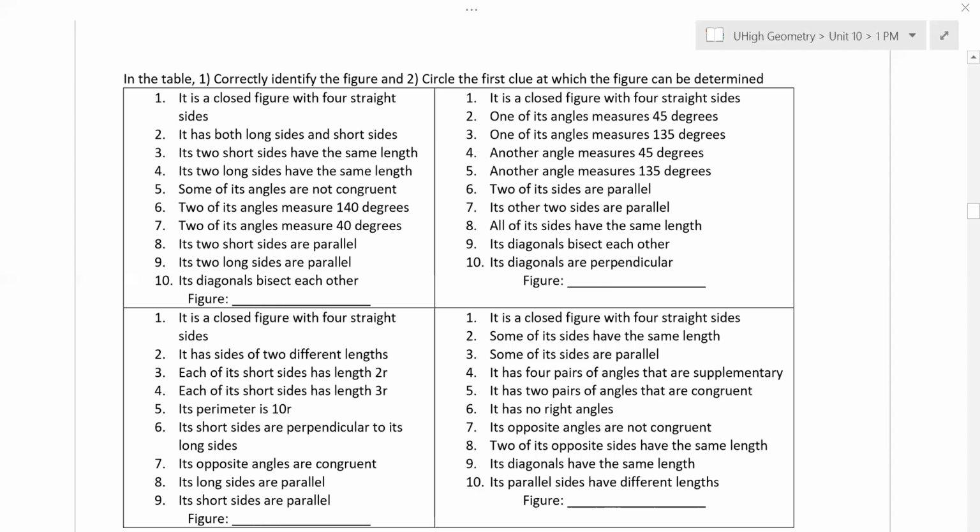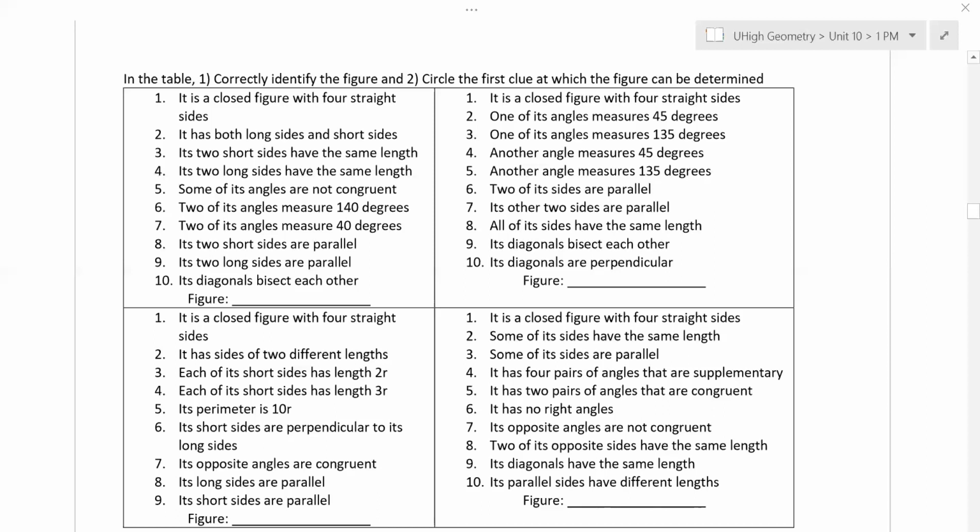Number 2 says it has both long sides and short sides. So okay, we have long sides and short sides. What that tells me is that it's not going to be a rhombus. It's not going to be a square. Because if it was either one of those, all 4 sides would be the same. Number 3 says its 2 short sides have the same length. And number 4 says its 2 long sides have the same length.